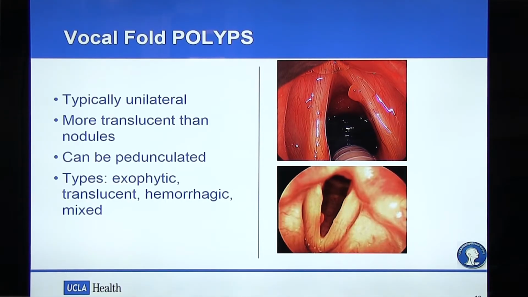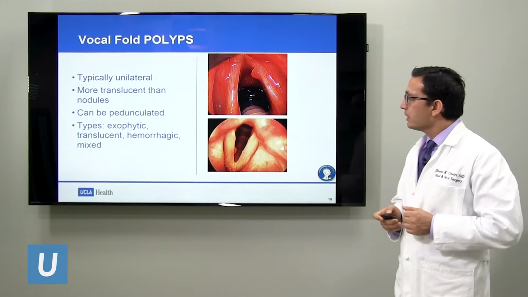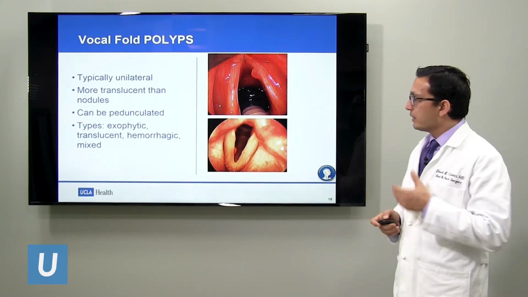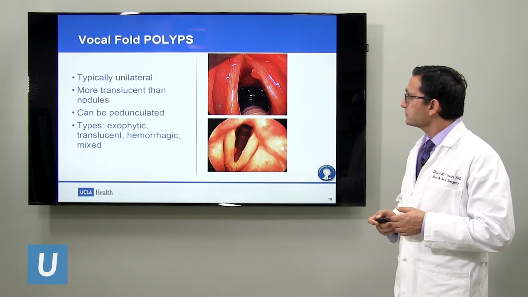They are usually translucent compared to nodules. They can be pedunculated, meaning that they are on a little stalk. And there are many types. So there are exophytic type, translucent, hemorrhagic, and mixed.